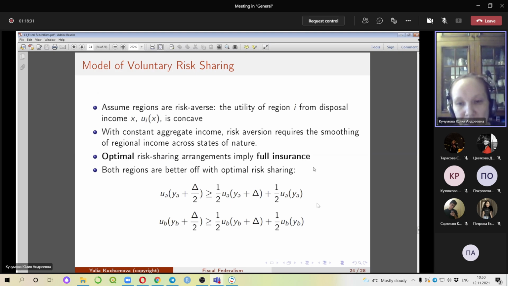If you look at these inequalities, recall that each utility is concave. The right-hand side is the expected utility from being on its own, if they are not involved in risk sharing: 1/2 of the utility when you have the gain plus 1/2 of the utility when you don't have the gain. But this is always less, because of the concavity of utility, than the utility of a smoothed income, which, say for region A, is ya plus 1/2 of the gain delta.